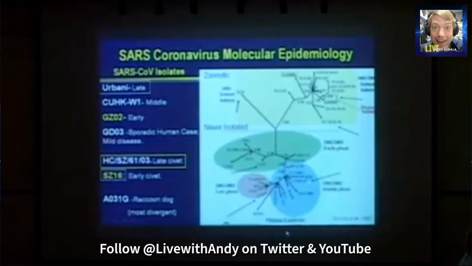For example, early phase isolate Urbani we had in the lab. Middle phase isolates were CUHKW1, GZ02 was an early phase isolate, animal isolates like from civets, SC16 and HCSC6103, a raccoon dog isolate, which is shown down here, the sporadic 2004 human case, GD03, and a couple of other viruses. These sequences were identified as good candidates that would capture all the diversity that had been identified within the sequence pool.